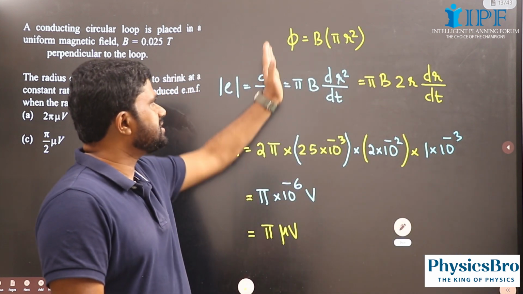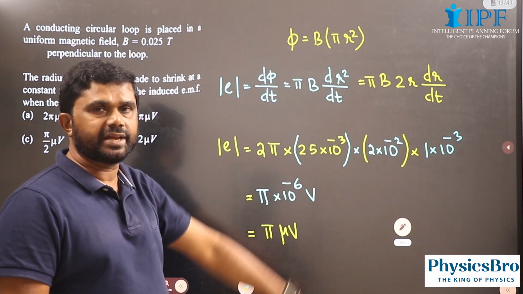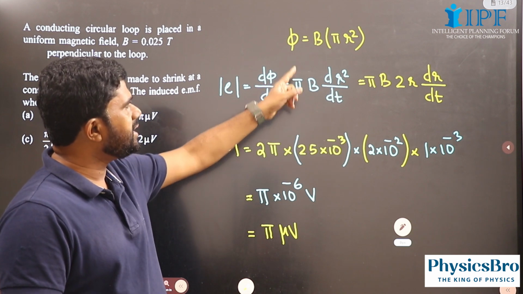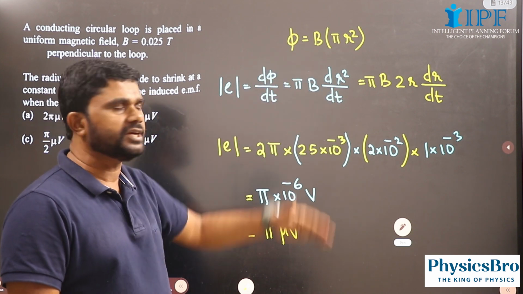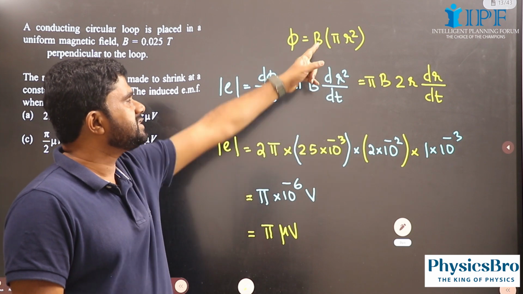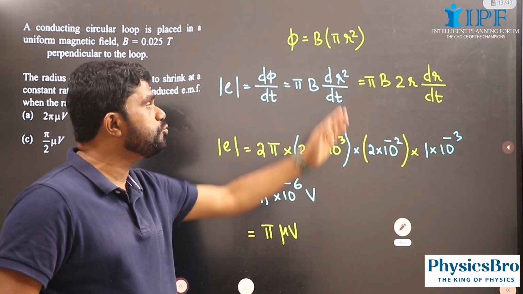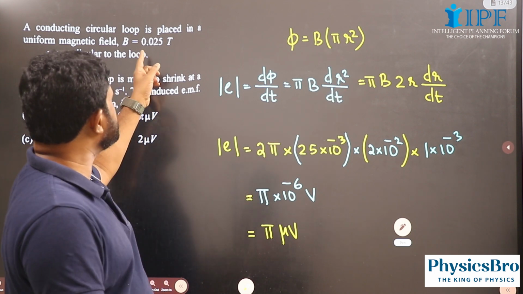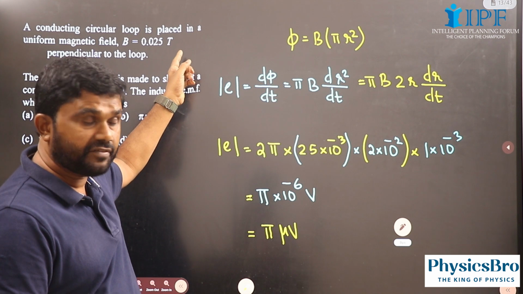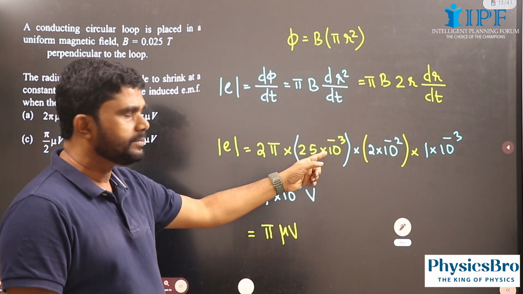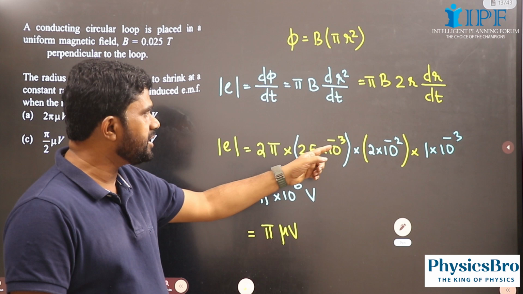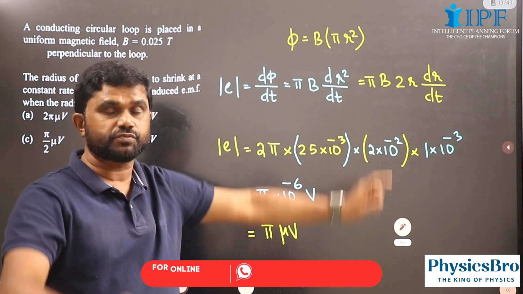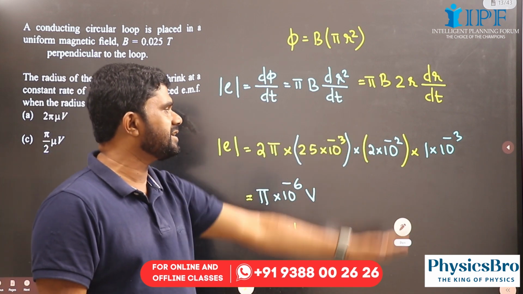Flux phi equals flux density into area, that is B into pi r square. Induced EMF is d phi by dt. Pi and B are constant, so dr square by dt. The differential of r square with respect to t is 2r into dr by dt. So 2 pi B r dr by dt. The magnetic field is 0.025, that is 25 into 10 raised to minus 3. Radius is 2 centimeter, 2 into 10 raised to minus 2. And dr by dt, the rate at which the radius changes, is 1 millimeter per second, that is 10 raised to minus 3.